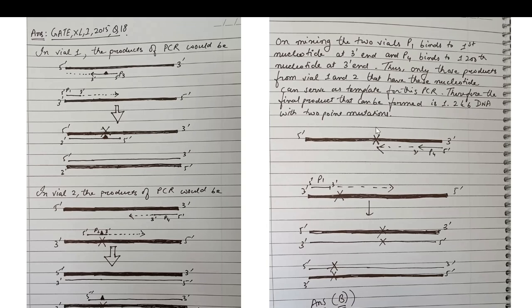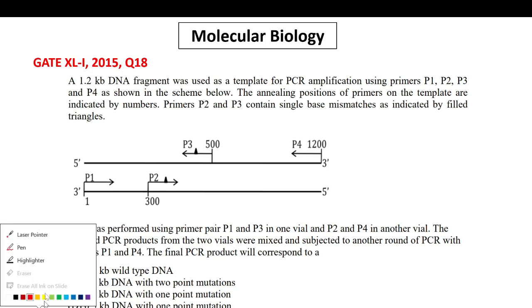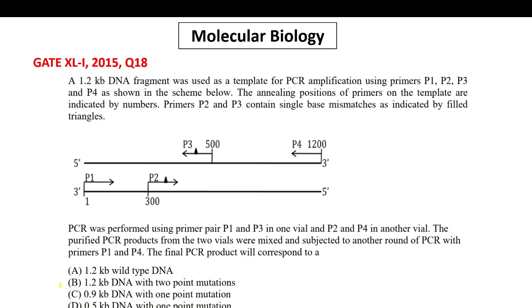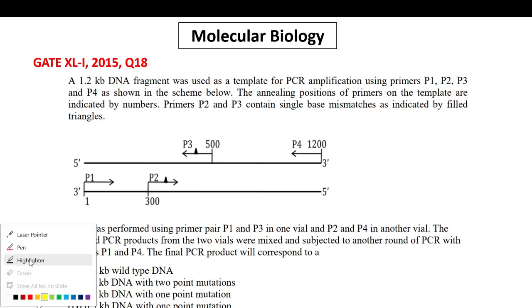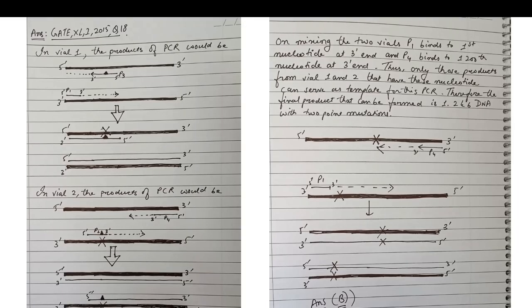So there are two single base mutations already present from these two PCRs, and if you carry out the PCR using these two primers, you will get 1.2 kilobase pair length products only, but there will be a pair of single base mismatches. So the answer to this question will be 1.2 kilobase pair with 2 point mutations. So the answer is B.